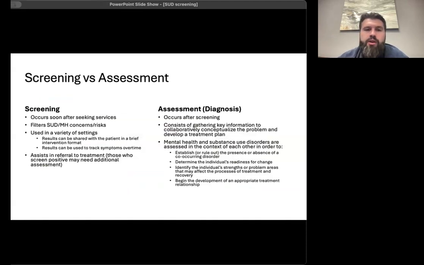I think it's important to talk about, so what is the difference between screening and assessment too, though? Because I think this often gets a little confused. Really what screening is, what we just mentioned, is quickly identifying patients that may have misuse or substance use disorder. And it really occurs for patients that are just generally coming in to see you. You can screen them at that point, using a variety of settings. Again, it assists in that referral process to treatment and offering treatment.